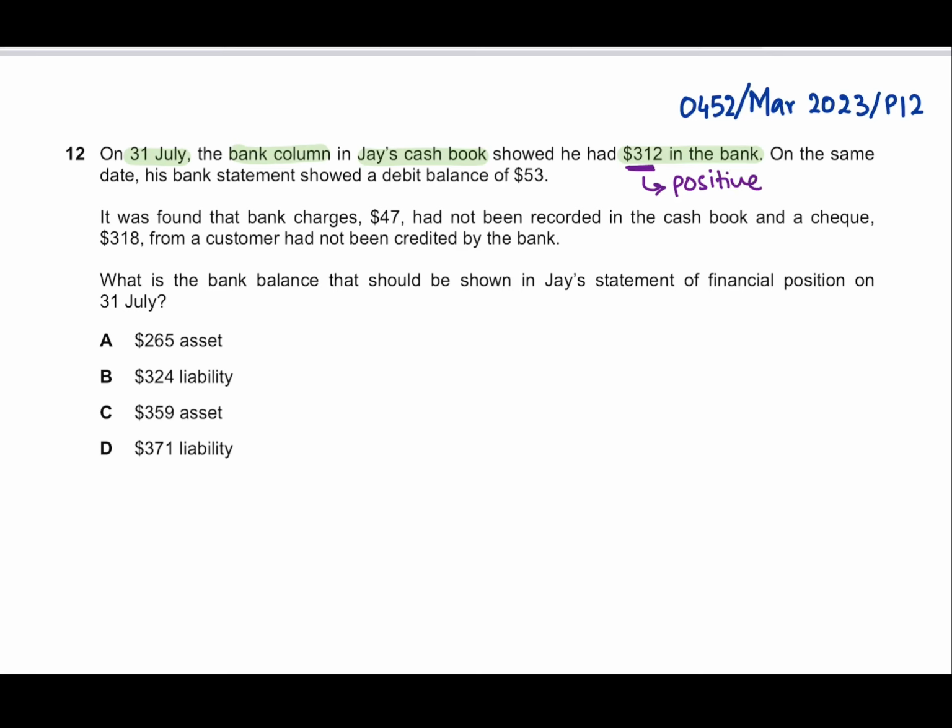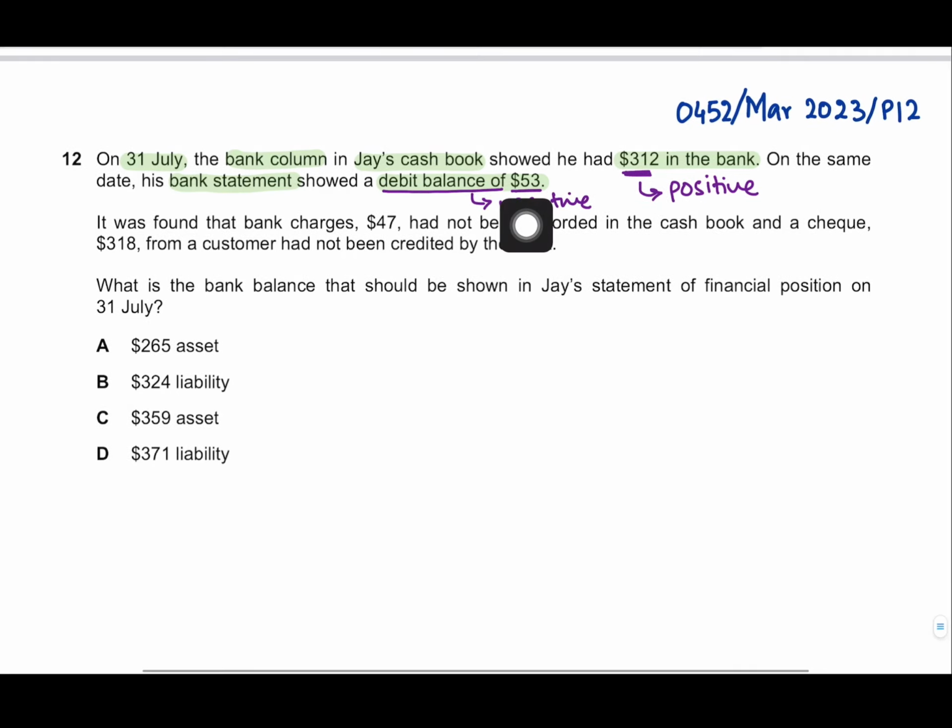Then on the same date, his bank statement showed a debit balance of $53. A debit balance in the bank statement means positive or negative? See, debit balance in cash book means a positive balance, but we know that the treatment is opposite in bank statement. So debit balance in bank statement means a negative balance. So in cash book we have a positive balance, in bank statement we have a negative balance.